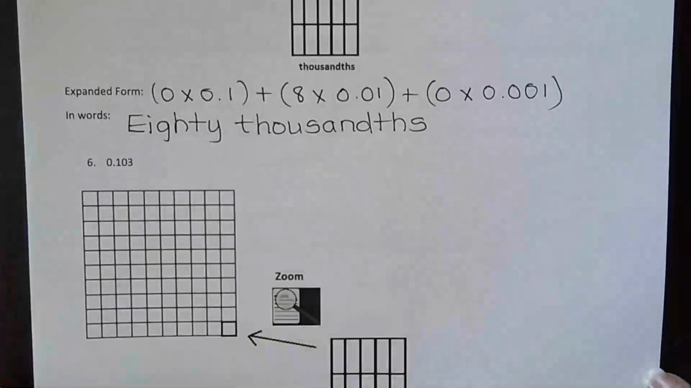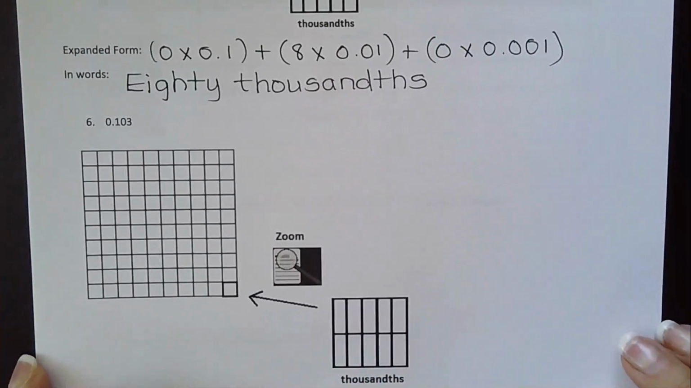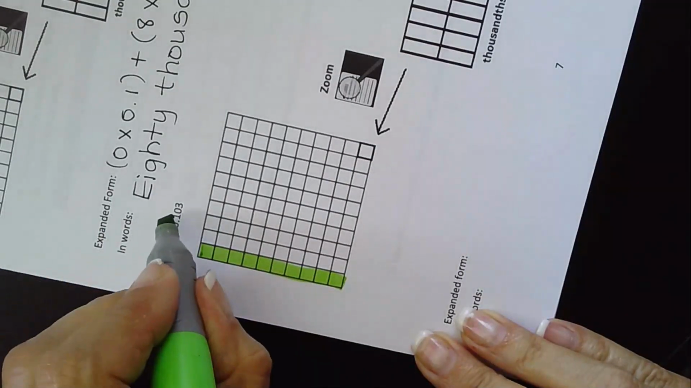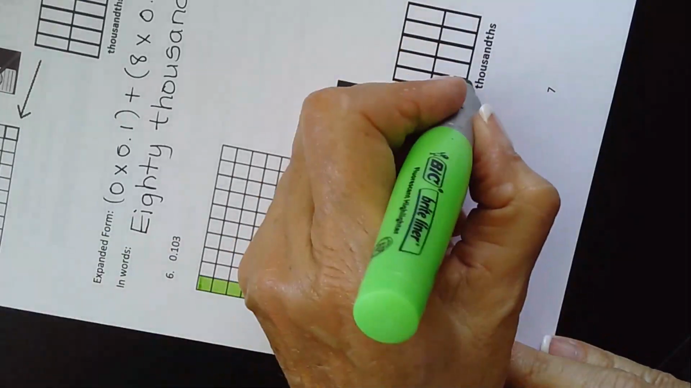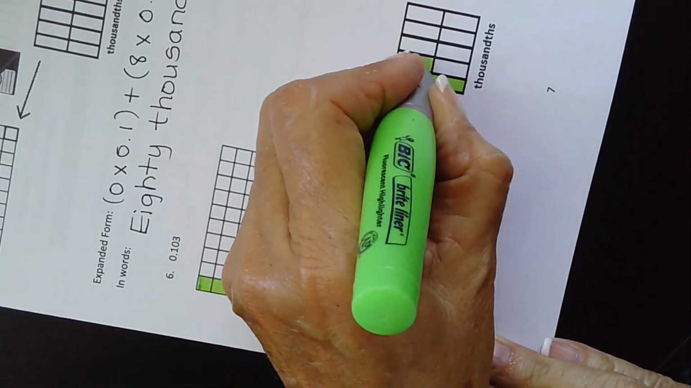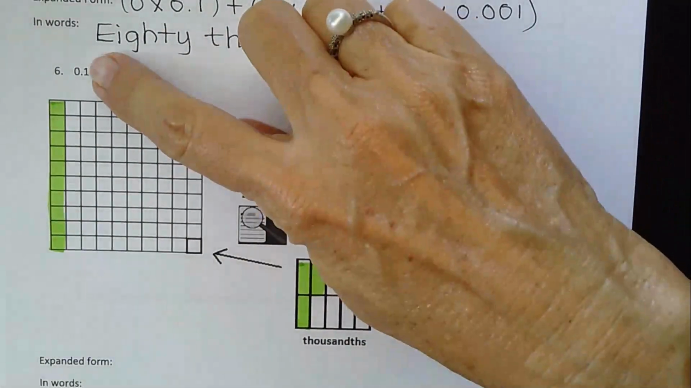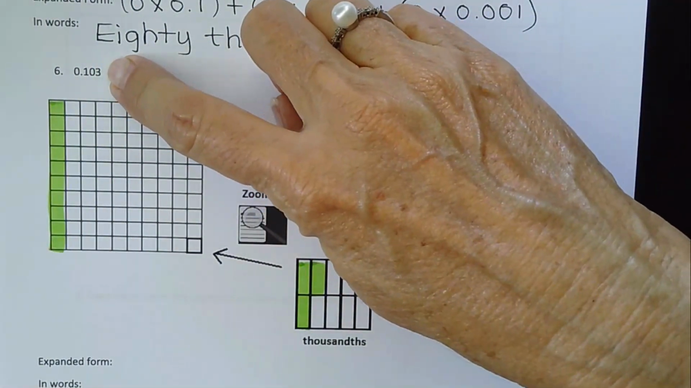Okay, so one last one. These are a little bit redundant, I think. So we have one strip, because one is in the tenths place. 0 squares, because 0 is in the hundredths place, and then 3 rectangles in the thousandths place. So 1 tenth, 0 hundredths, 3 thousandths.